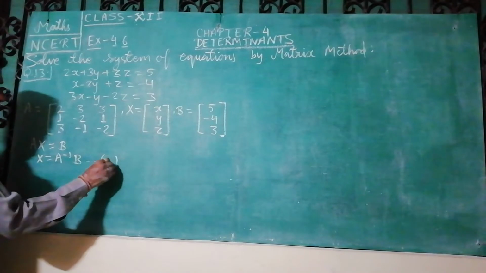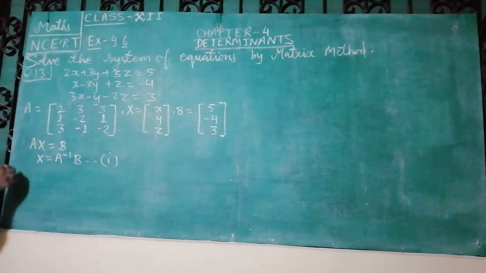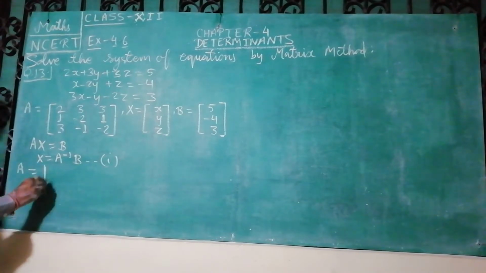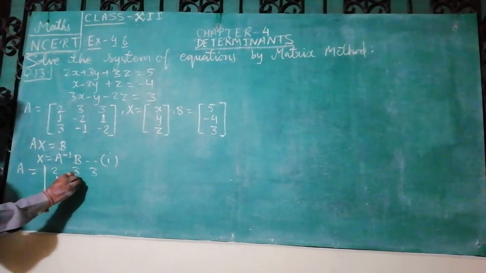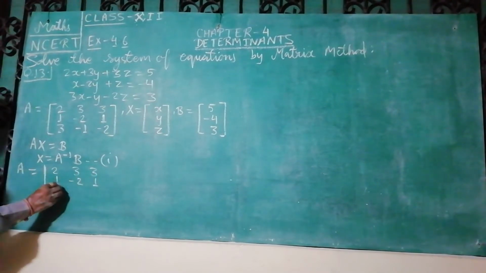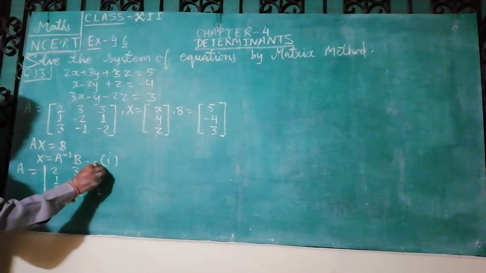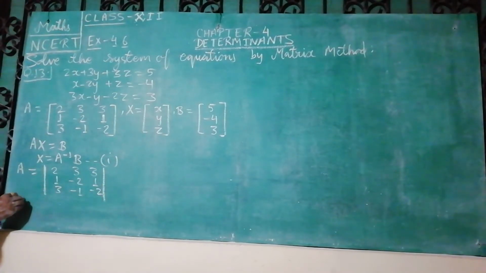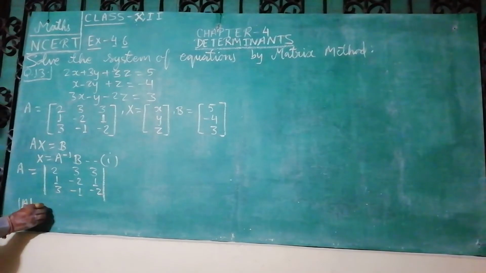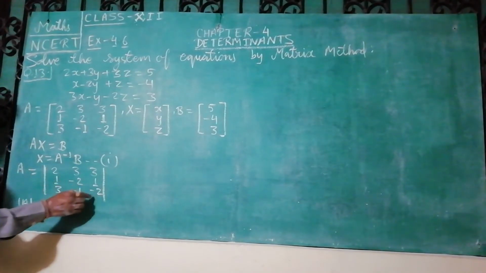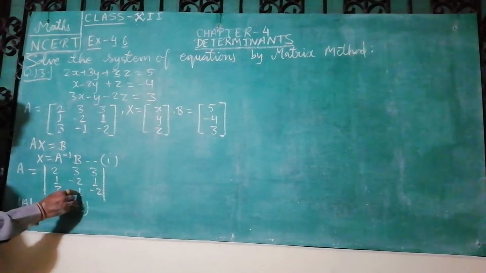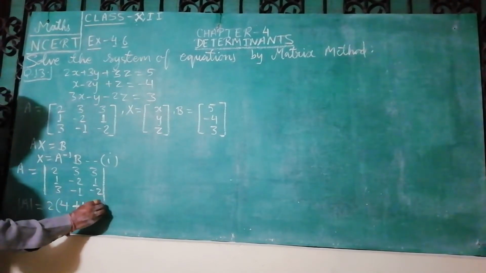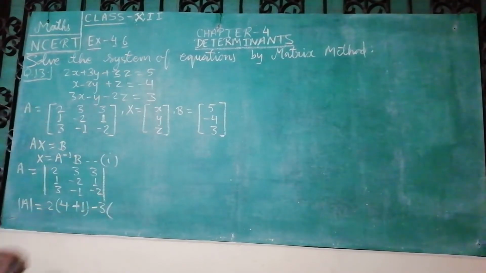Let us assign this equation 1. So for A inverse, first of all, find determinant A. Determinant A means this: 2, 3, 3, 1, minus 2, 1 and 3, minus 1, minus 2. So determinant A is equal to what? 2 into minus 2 into minus 2, 4, plus 1, because here it is minus. So 1 into 1. Minus 3 into, this row and this column will be eliminated.